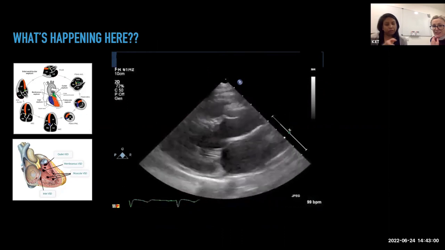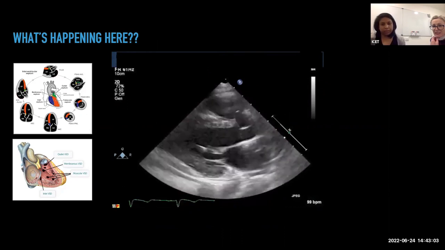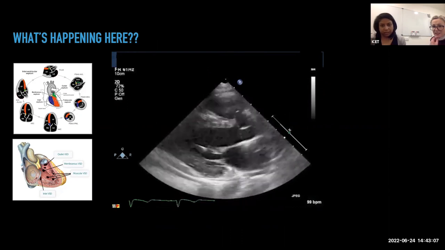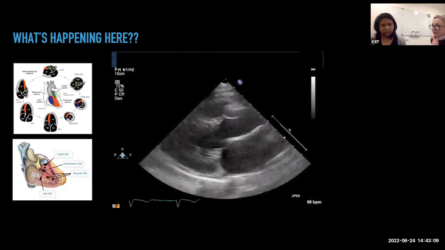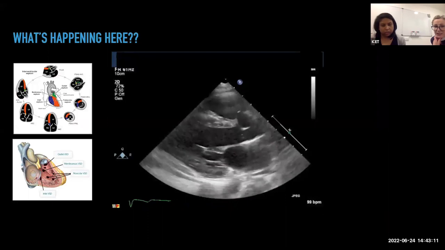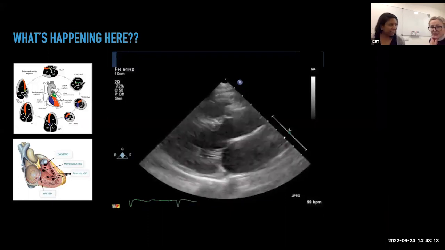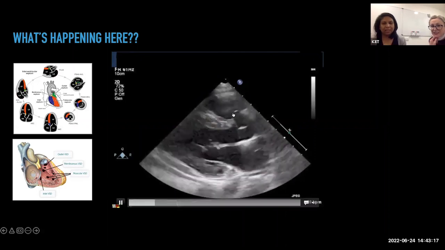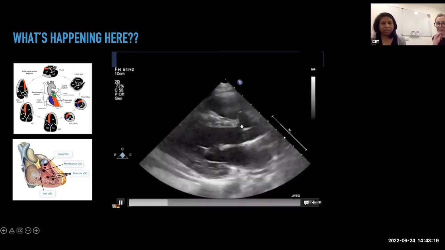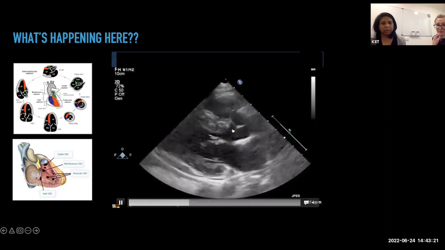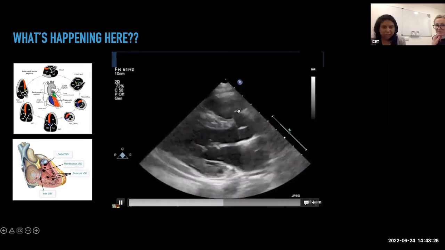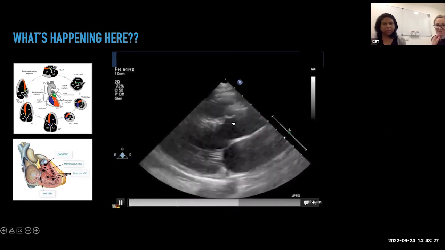Unfortunately, there's no color component. Is it a sinus of Valsalva? I don't remember that being on the little caption that came with this video, but I think the point of this is mostly to see that the right coronary cusp is covering or occluding the VSD, and there does seem to be an aneurysm sort of overlying it as well.